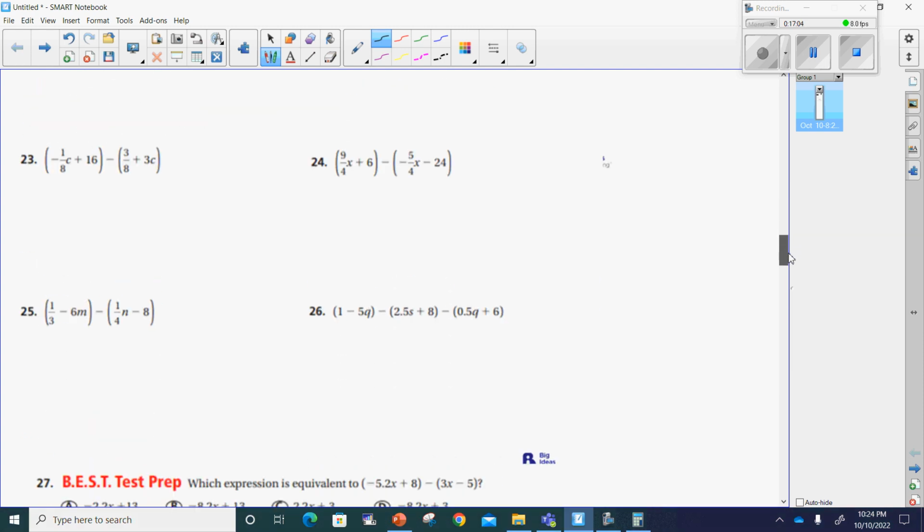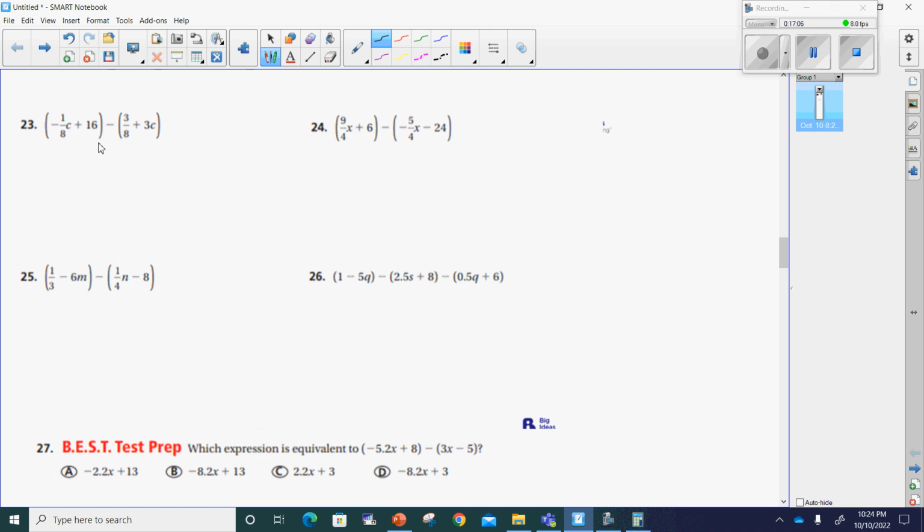All right, let's go to number 23. We're going to combine again after we turn these all negative. This will become a negative 3 over 8, and a negative 3c. So when I bring this over here, I'm going to put this to be a negative 3c, negative 3 over 8c, excuse me. Said that wrong.